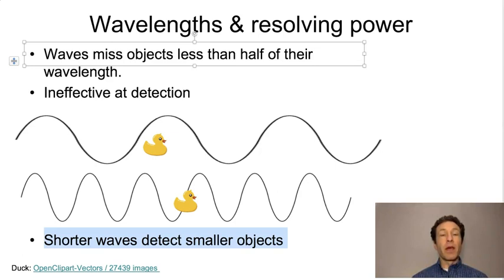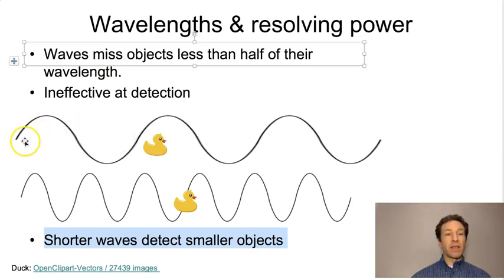With microscopy, our goal is to have highly resolved images. So images where we can see very small objects. It turns out that the wavelength of light or the wavelength of electrons that we use in order to visualize our object is going to be important to the size of the object we can detect. And here's why that is. Waves miss objects. They simply fail to hit them if the object is less than about half of the wavelength.